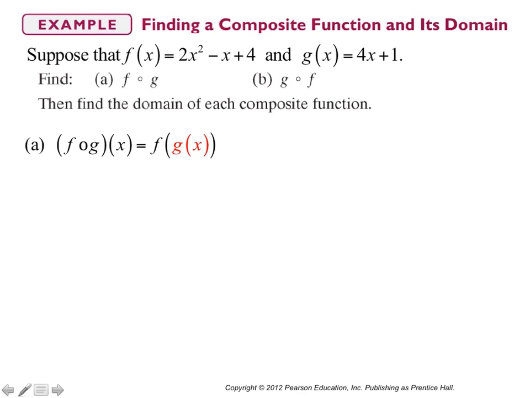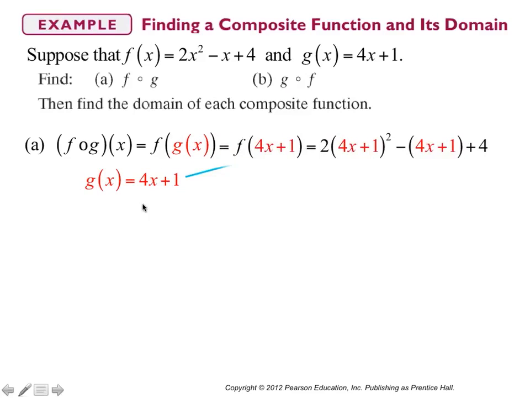So if we want to find f of g of x, what we do is we take our g of x, which in our case is 4x plus 1, and we plug it in everywhere that we see an x in our original equation, our f of x. So really what we're finding is f of 4x plus 1. Now, if you remember from function notation, all you ever do with whatever's inside the parentheses is you plug that in for x. So we take 4x plus 1 and we plug it in.